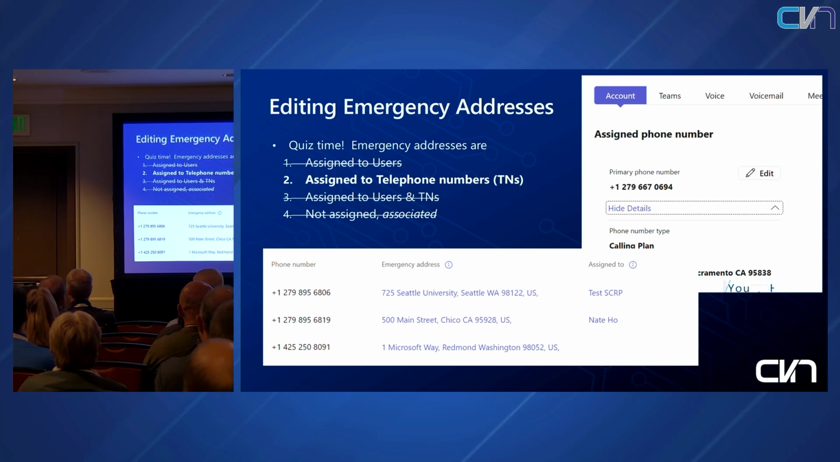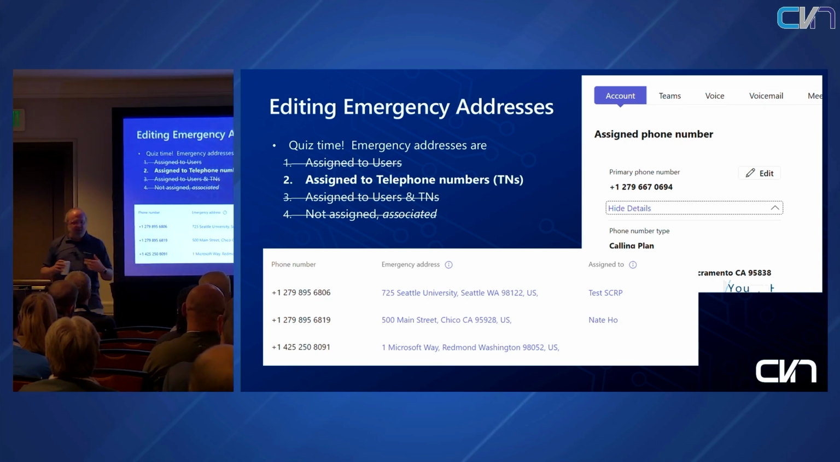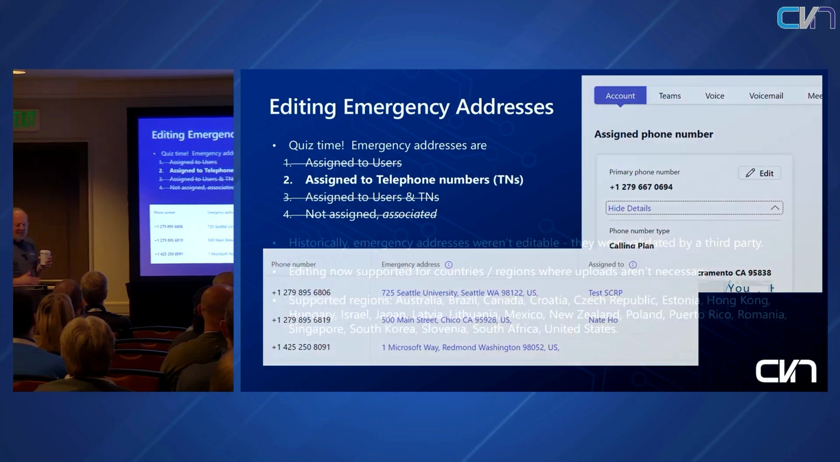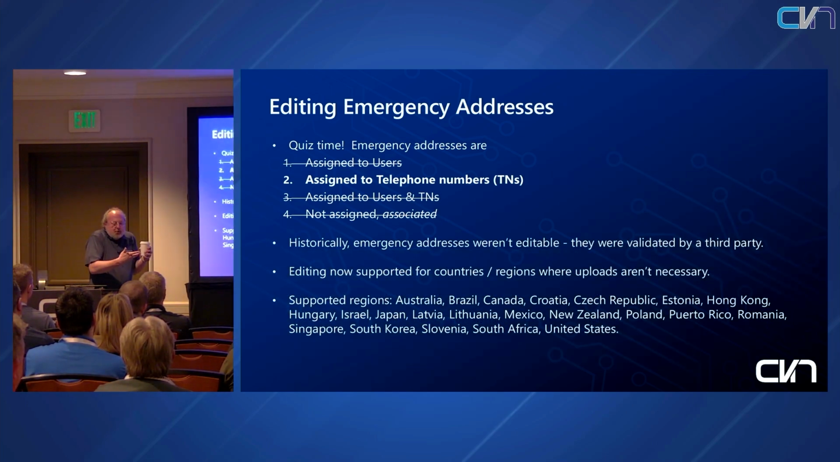They're actually assigned phone numbers. So you two can argue about it. And you're looking at me weird. You can see it in the phone number list. We actually associate the emergency address with the phone number, and then that just kind of gets carried on into the user object.